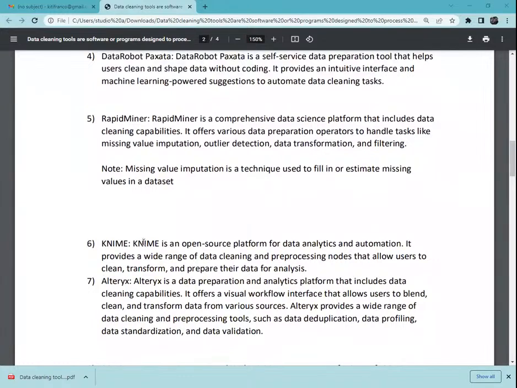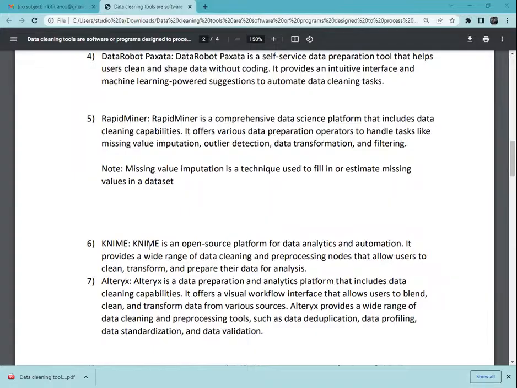And then we have the famous KNIME. It's an open source platform for data analytics and automation. It provides a wide range of data cleaning and pre-processing nodes that allow users to clean, transform, and prepare their data for analysis. This name is like the knitting thing, right? It's an open source platform for data analytics and automation. So, ladies and gentlemen, once you understand how Power BI works, you can easily relate this software with Power BI.